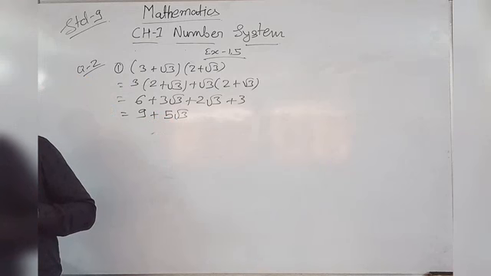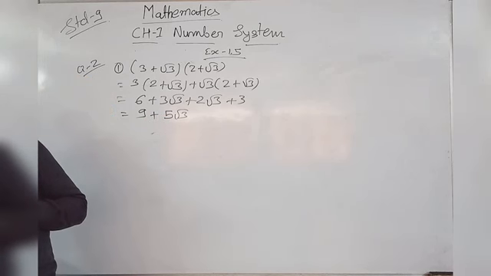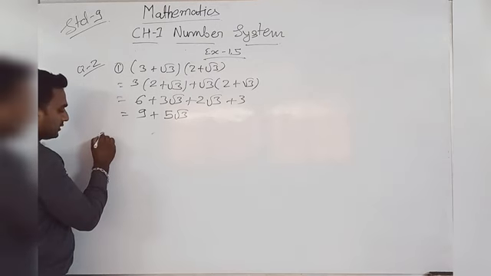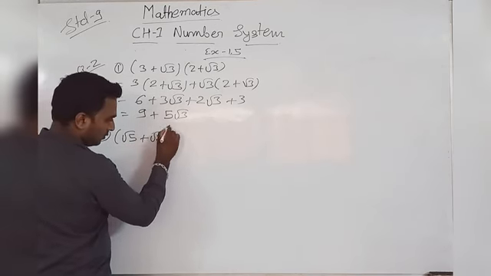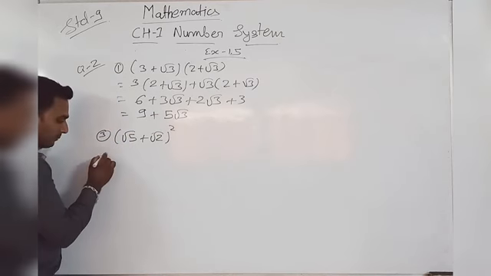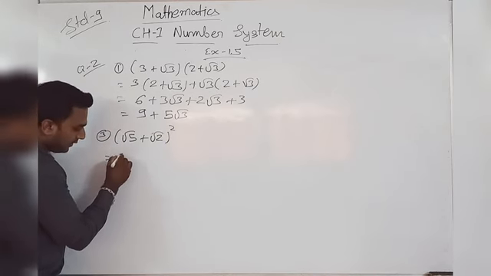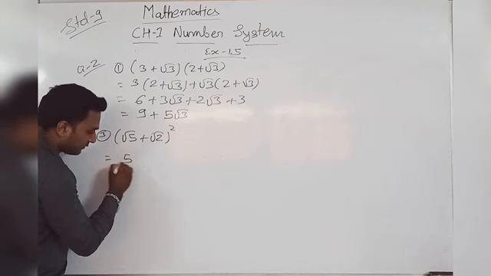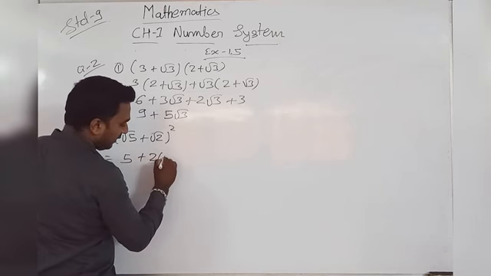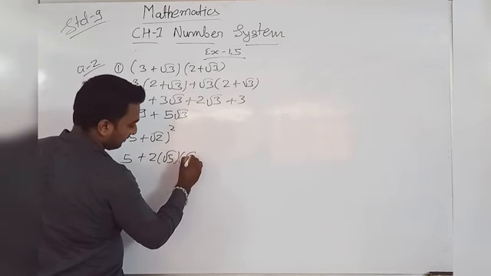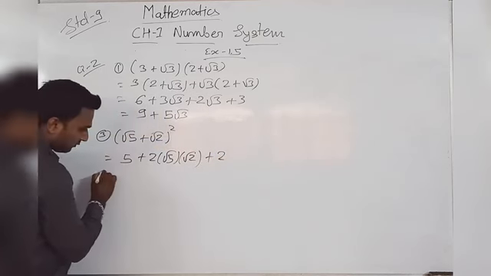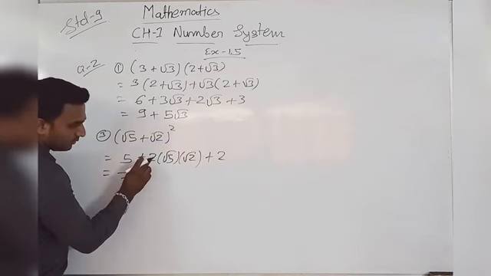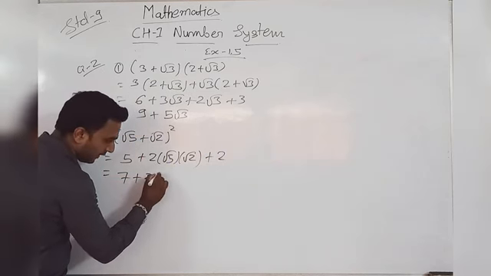Now next, this is your third one, root 5 plus root 2 whole square. So this is (a plus b) square, that is a square plus 2ab plus b square. So a square, that is root 5 square, that is 5, plus 2ab, plus b square, that is root 2 square, that is 2. So 5 plus 2, that is 7 here, plus 2 root 10.